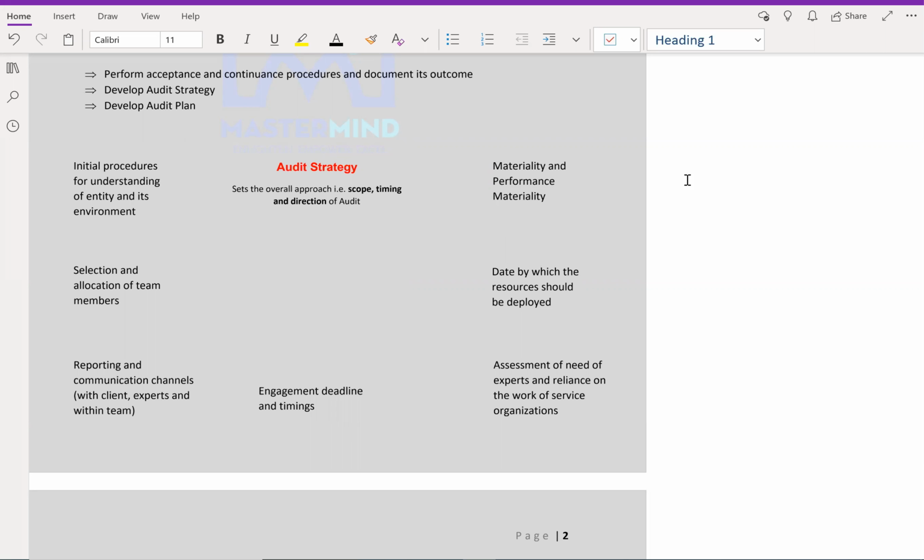Okay, assessment of need of experts and reliance on the work of service organizations. Obviously I will explain later what service organizations are, right? But you need to assess whether their work is reliable and to what extent their work impacts the financial statements. Obviously, since we're forming an opinion on the financial statements, everything should be linked to the impact on the financial statements, correct? Dates by which the resources should be deployed, very important.